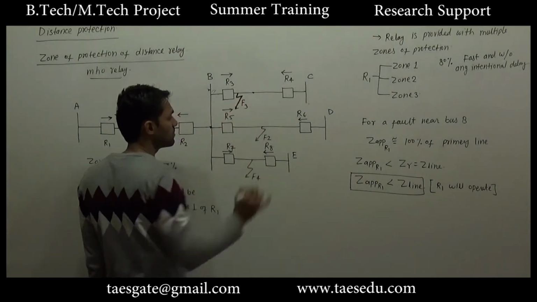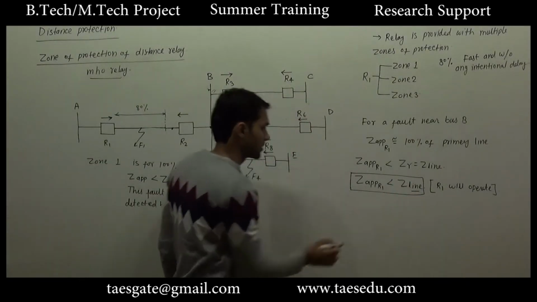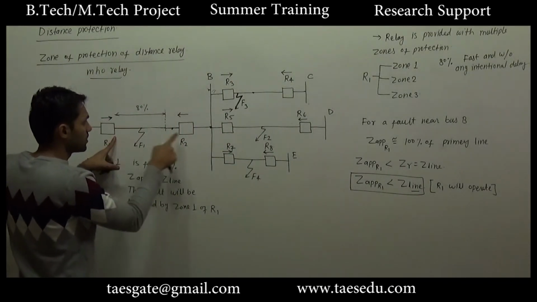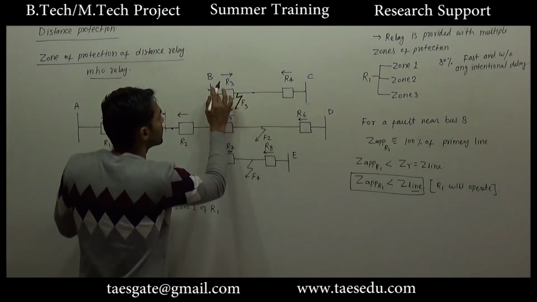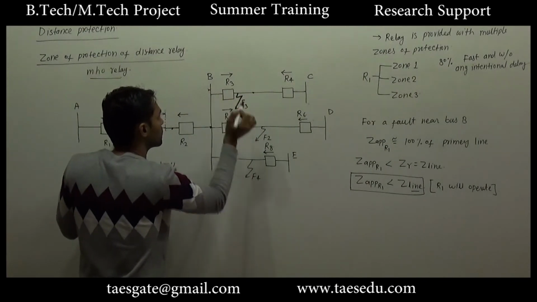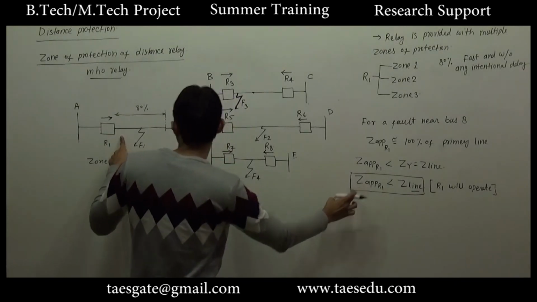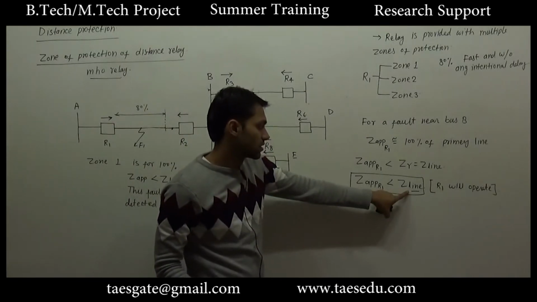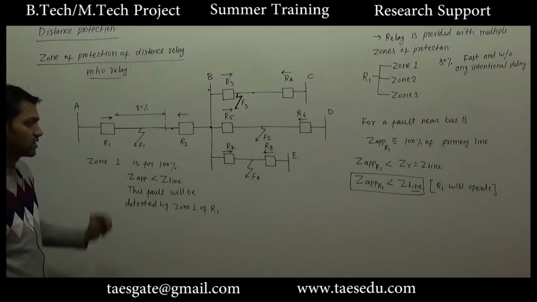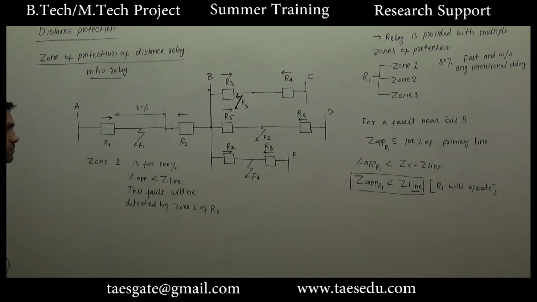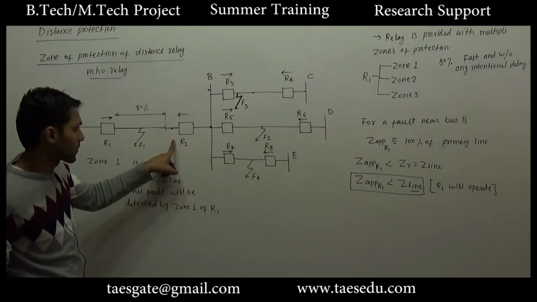For this fault, it seems that the total impedance seen by the relay will be greater than Z line, because if you start from here, the total impedance of Z line will be included, and there will be some additional impedance depending upon how far the fault has occurred from bus B. So theoretically the apparent impedance as seen by R1 will be greater than Z line, and if it is greater, zone 1 of relay 1 will not operate. But this is only the theoretical value being greater than Z line.